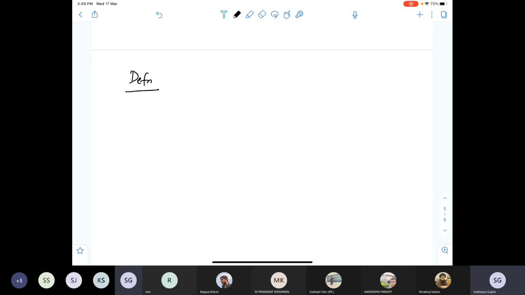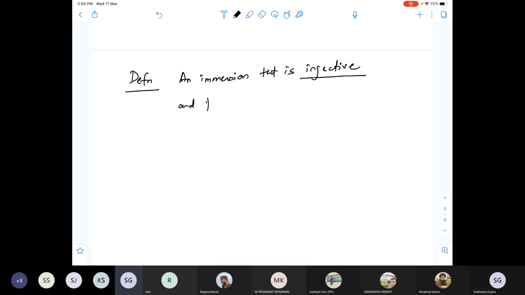Anyway, so all right, the definition is an immersion. This is going to be a good immersion in some sense. It's an immersion that is injective. Okay, this is one good property, and such an immersion is called an embedding. So finally we get to what an embedding is.